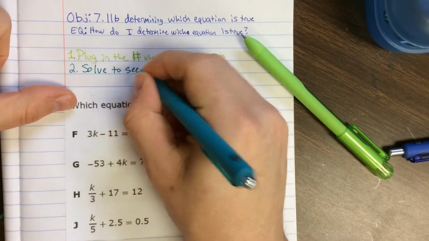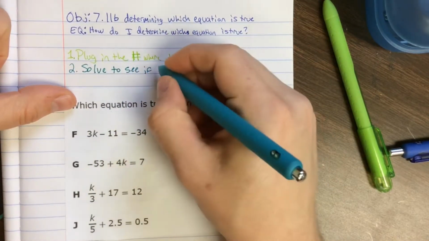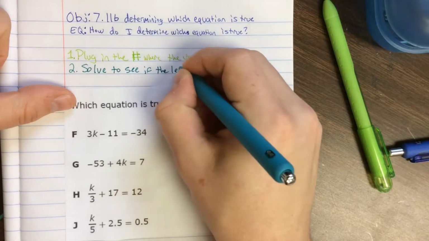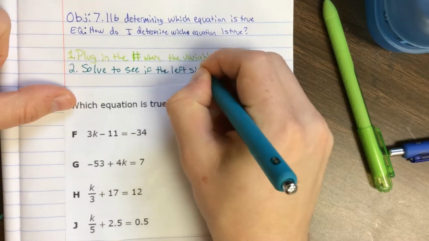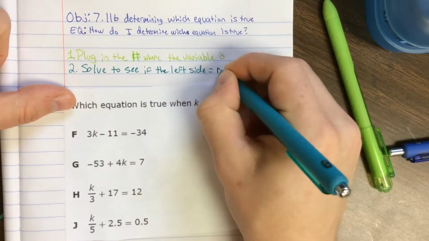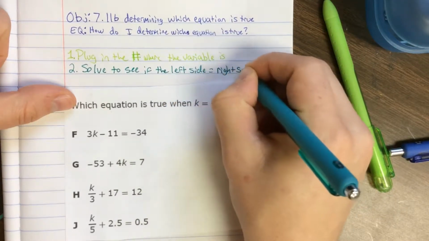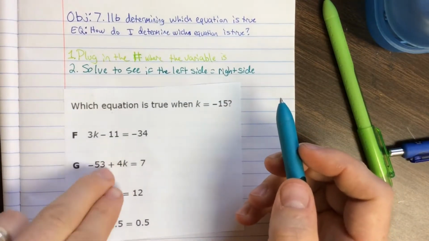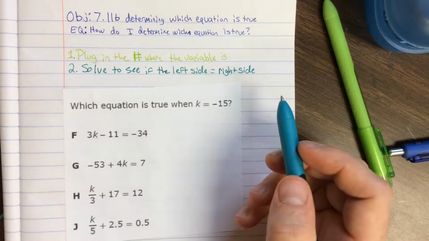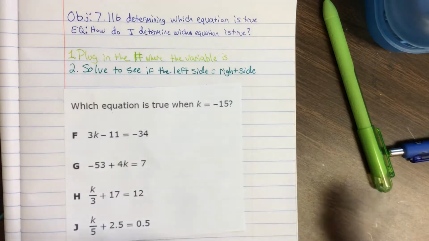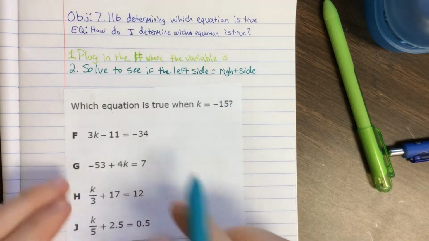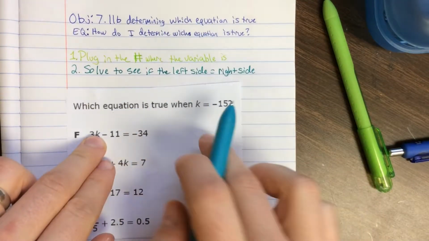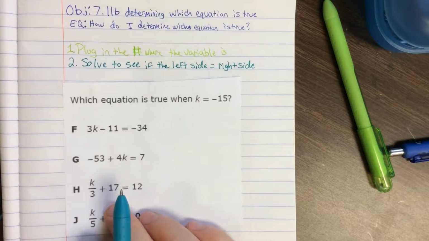solve to see if the left side equals the right side. So all we're doing is plugging in this negative 15 to where k is on all of these, and then we're going to solve it to see if the left side equals the right side, to see if the equation is true. Because if the left side does not equal the right side, that means it's not true, and so that equation would not work, okay? So let's go ahead and start this.